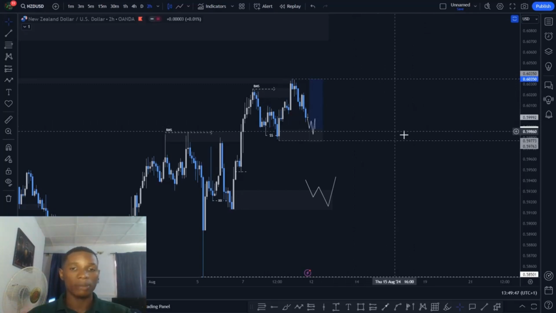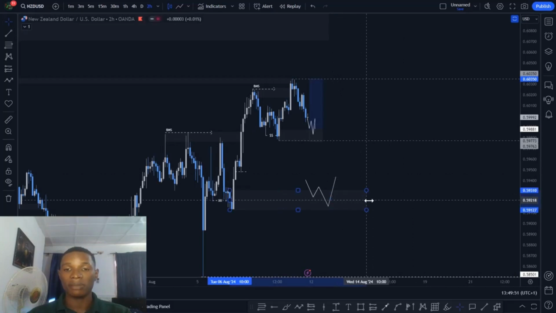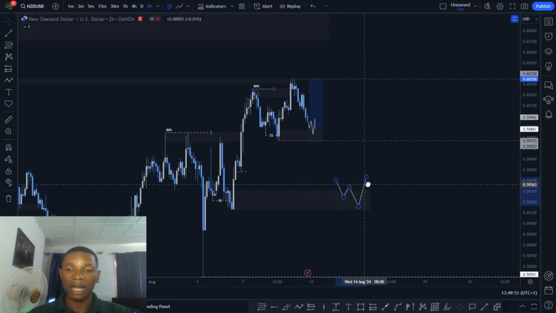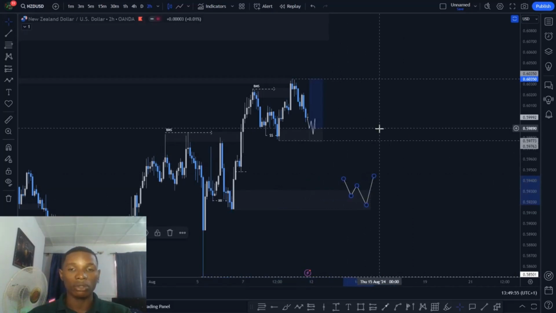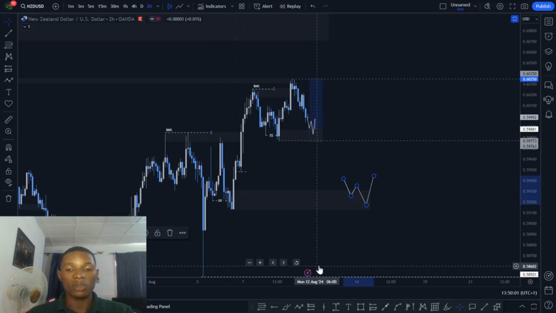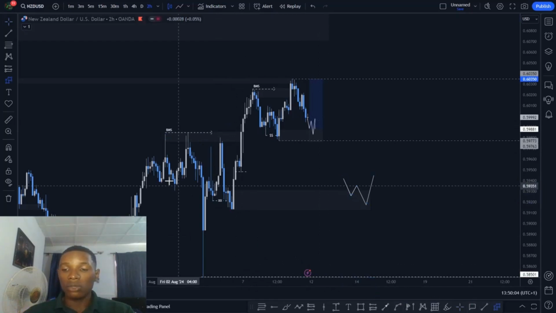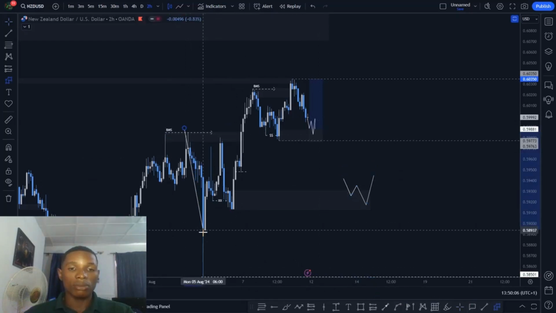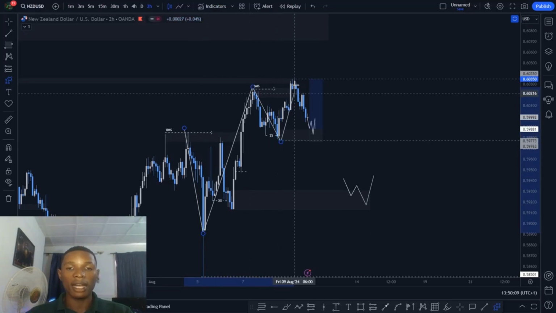So let me start by breaking down the reason why I want to take a long on NZD USD, the mechanical process behind it that I am following in order to participate on the buy that I'm anticipating. As you guys can see from this 2 hours time frame, because that is where I analyze the chart, the market is really trending bullish. You can see we have higher high, higher low, and then higher high, higher low, and then higher high.